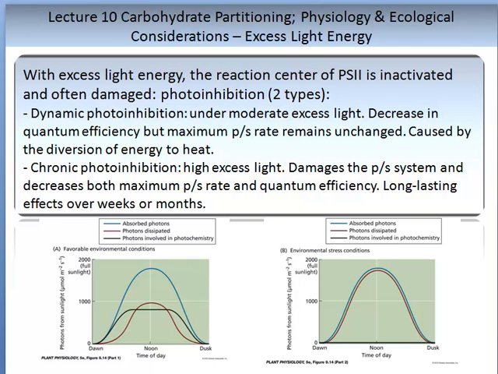With excess light energy, the reaction center of photosystem 2 is inactivated and often damaged, and this is called photoinhibition. There are two types of photoinhibition, dynamic and chronic photoinhibition. Dynamic photoinhibition operates under moderate excess light, decreases in quantum efficiency, but maximum photosynthetic rate remains unchanged. It's caused by the diversion of energy to heat. Chronic photoinhibition is where excess light occurs. This damages the photosystem and decreases both maximum photosynthetic rate and quantum efficiency. This is long-lasting and affects over weeks or months.